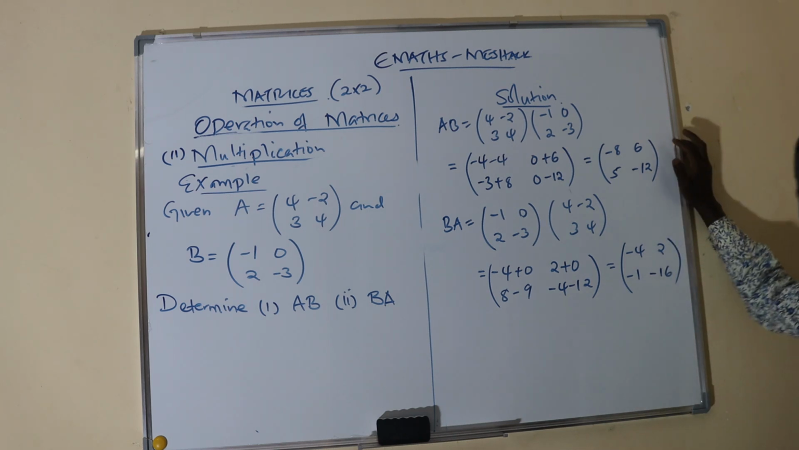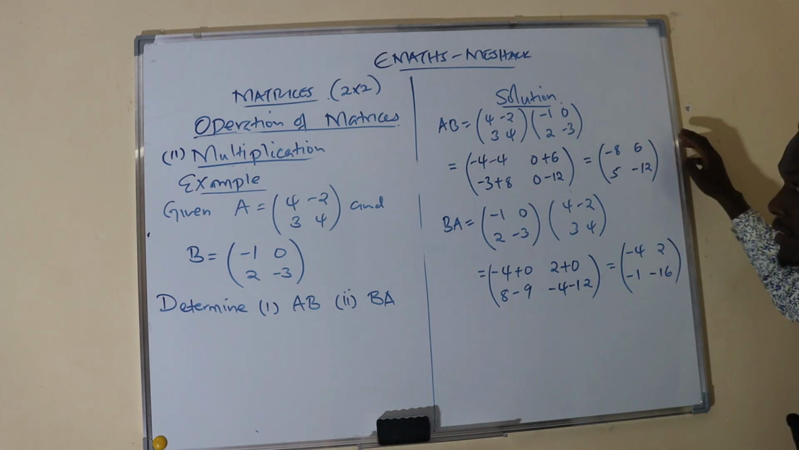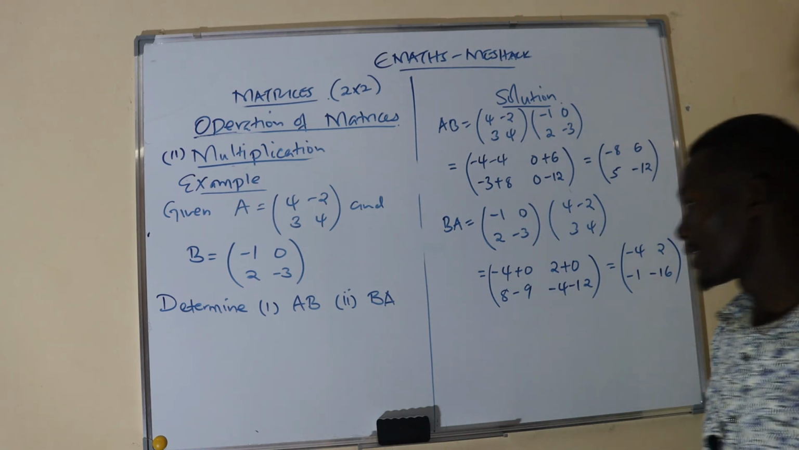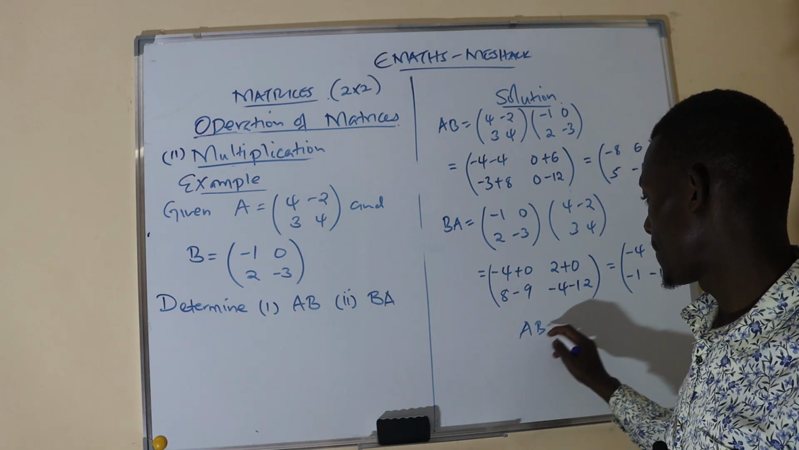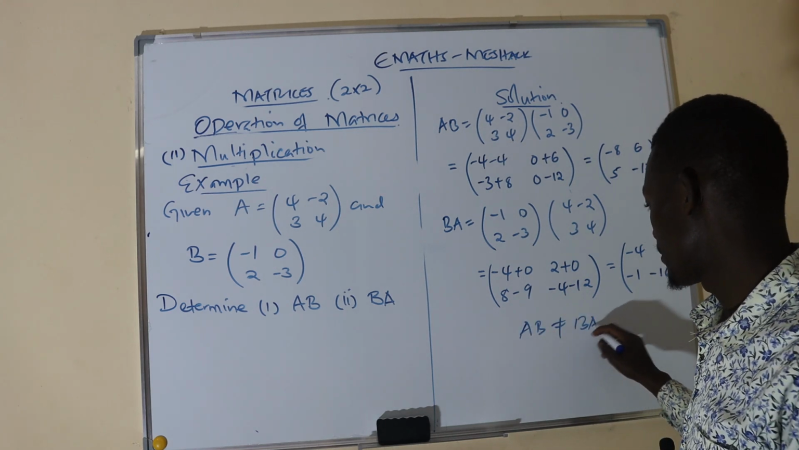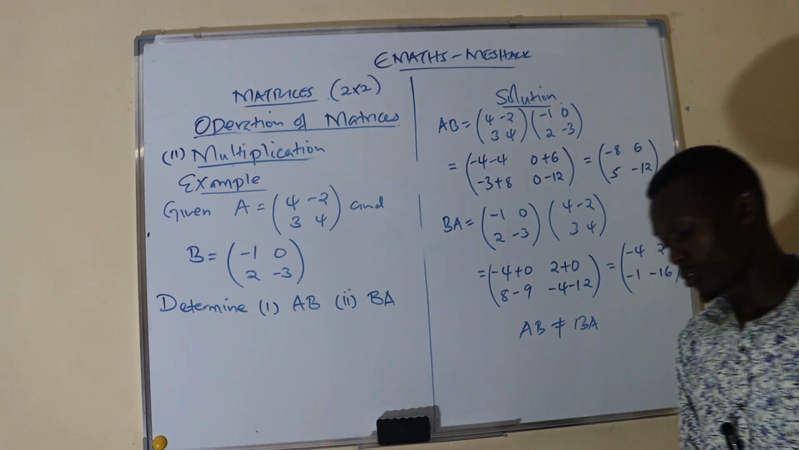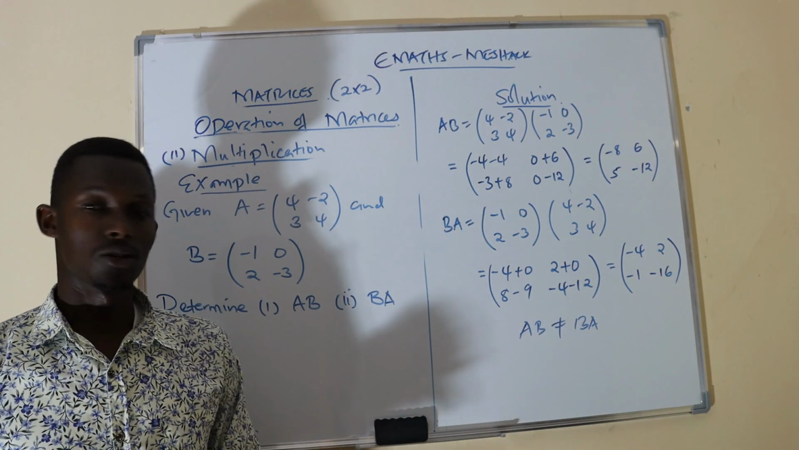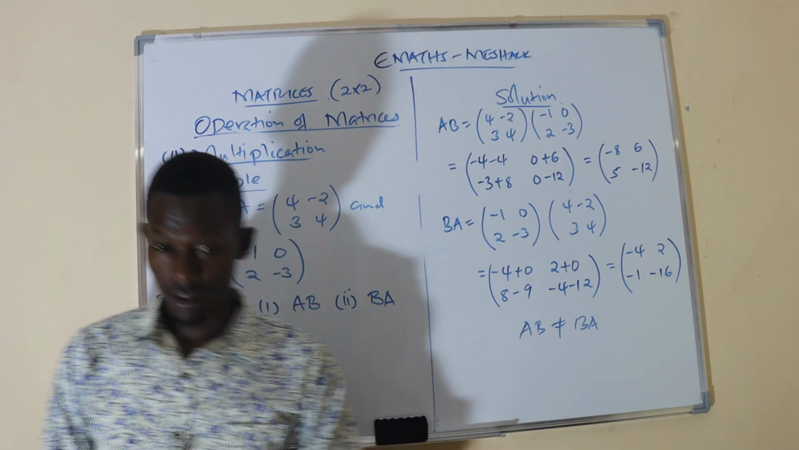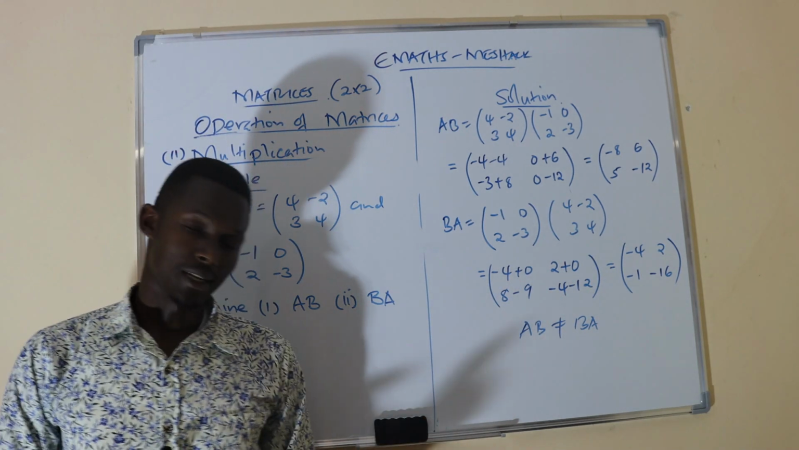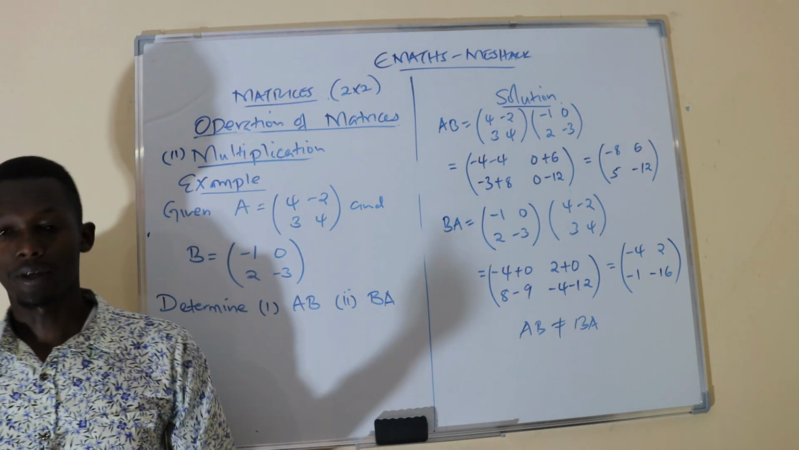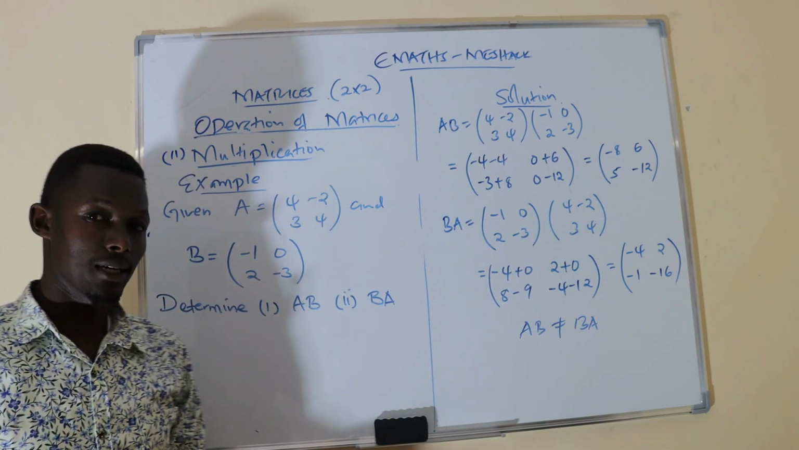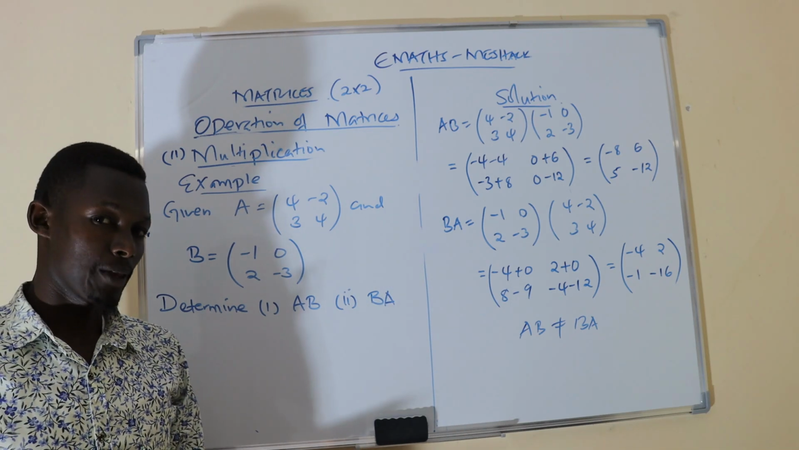And you can see therefore, as we had said earlier, that AB will not be the same as BA. From these outcomes, we can confirm that AB is not the same as BA, though the two of them are compatible and can be multiplied together, but the outcome is not the same. So when it comes to operations of matrices, addition, subtraction, scalar multiplication, and also multiplication itself, this is just the way to go about it.